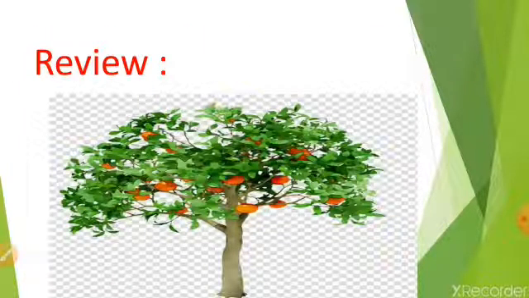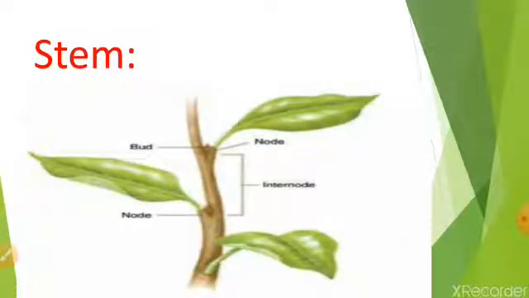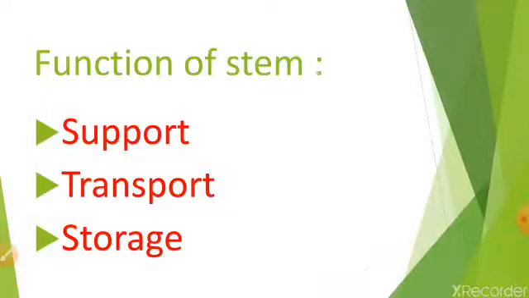Children, shall we recall once again what we have learned from this class? The aerial part of the plant body above the ground is known as the shoot system. The shoot system consists of stem, leaves, flowers and fruits. Nodes are the parts of the stem. Functions of the stem are to support the plant and transport water, minerals and food to the plant parts. And in some plants, the stems can store food.